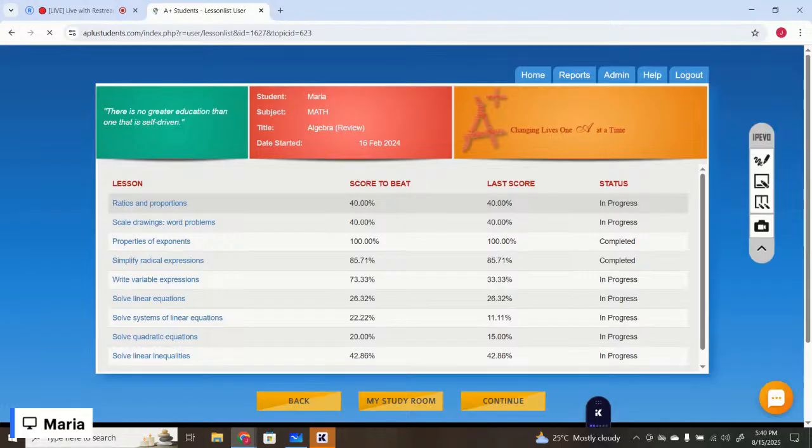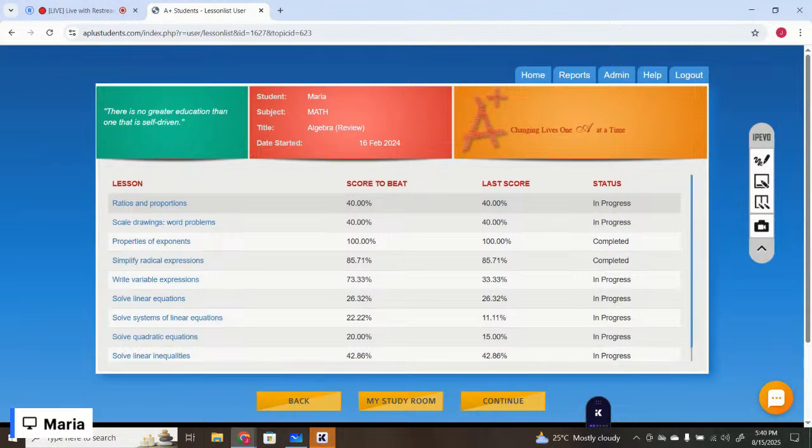Read the lesson by yourself later today. So what we have covered today are ratios and proportions, scale drawings, word problems, properties of exponents, and simplify radical expressions. Please make sure before the next session you complete all the practice questions for the lessons we just did. That is your homework until next session. If you need more help with any of the lessons, you can click on the live chat button. Tutors are available there to help you, or you can write in the chat box. I'm here to answer all your questions and confusions if you have any.